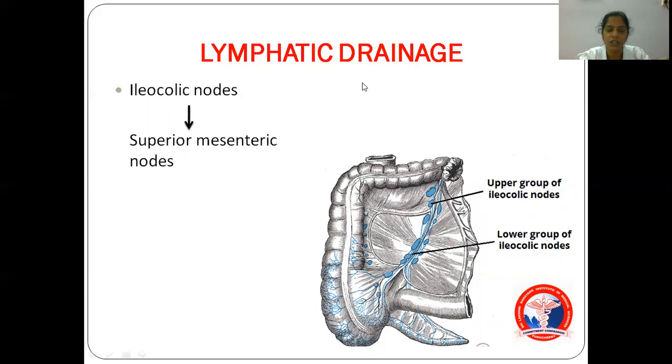The next one is lymphatic drainage. So where does it drain? It is drained by the ileocolic nodes. Here you can see, we already discussed, we have upper ileocolic nodes and lower ileocolic nodes. These ileocolic nodes drain into the superior mesenteric nodes. So finally it drains into the superior mesenteric nodes. So this is about the lymphatic drainage.